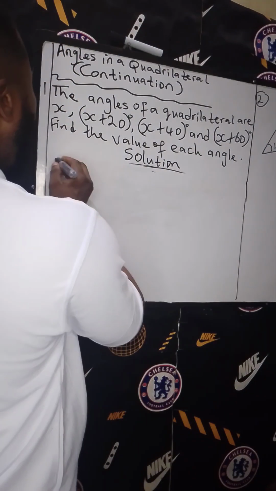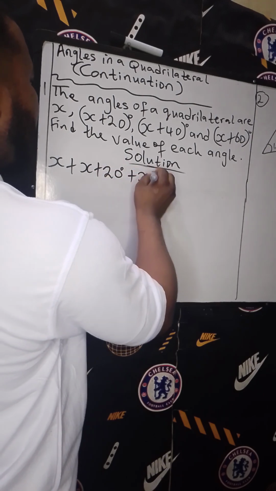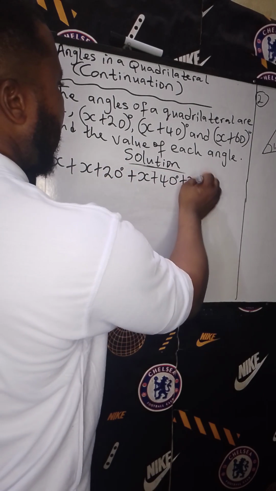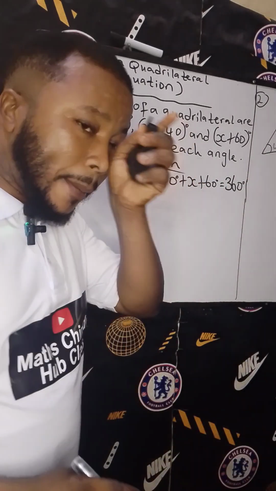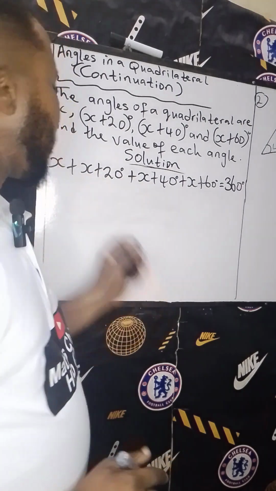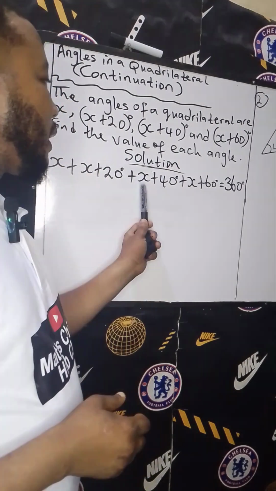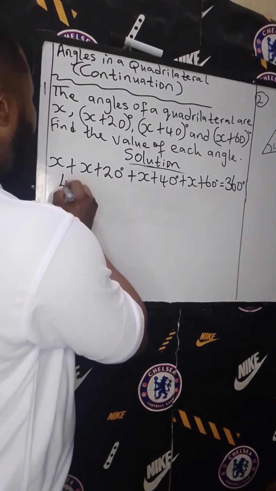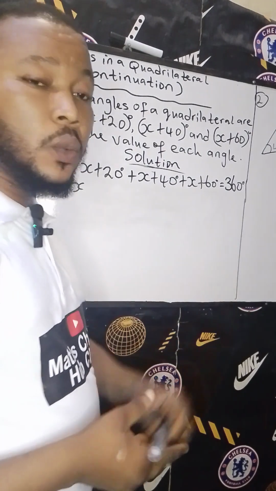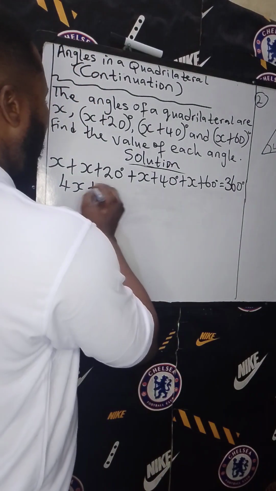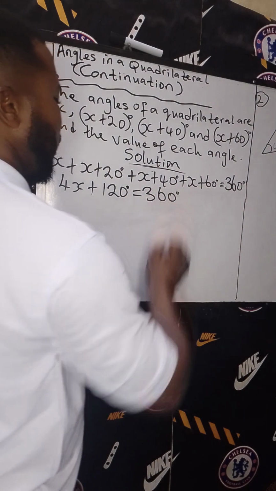So we have x plus 20 degrees plus x plus 40 degrees plus x plus 60 degrees is equal to 360 degrees. Okay, so we sum up the x terms. x plus x gives us 2x, 2x plus x is 3x, and 3x plus x we have 4x. 20 plus 40 gives us 60, plus 60 we have 120 degrees. So 4x plus 120 degrees is equal to 360 degrees.